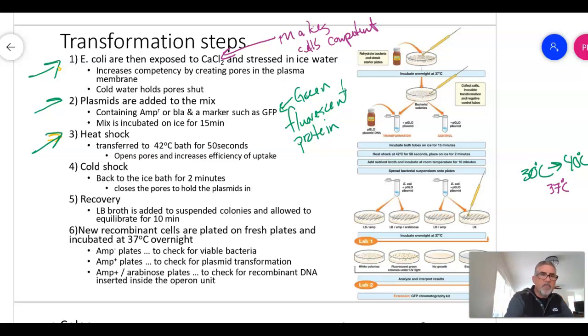I'm going to take those immediately off after it. I'm going to put it back in ice bath for 2 minutes. I'm going to close those pores again. I'm going to decrease metabolism, right? And I'm going to hold those in. And then I'm going to recover.